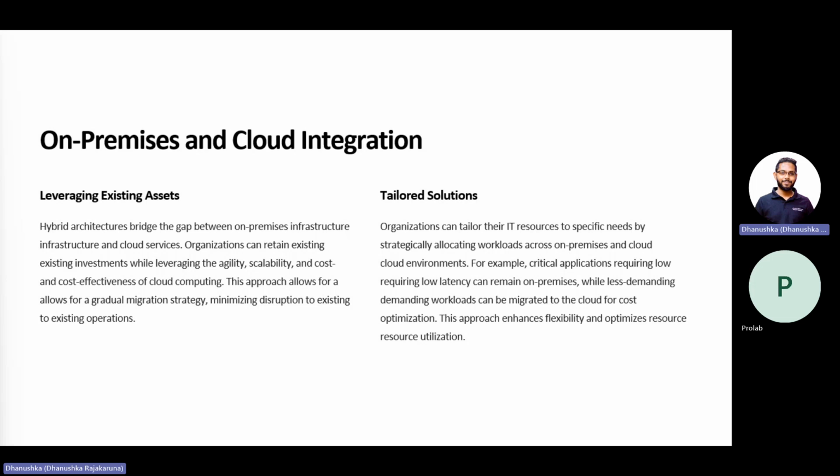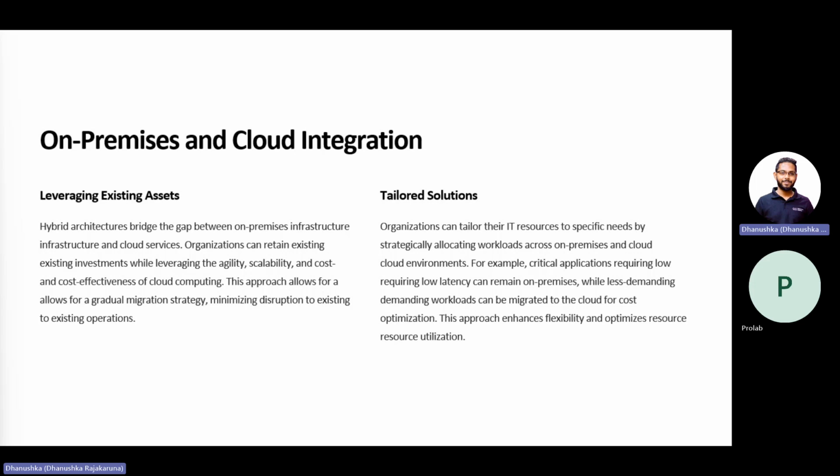So the tailored solutions for on-premises and cloud integration are application modernization: rehosting, moving existing applications as is; refactoring, adjusting applications for cloud compatibility; rebuilding, creating cloud-native solutions for existing workflows. Data integration is synchronizing databases between on-premises and cloud environments, with tools like AWS Database Migration Service, Azure Data Factory, and Google Dataflow.